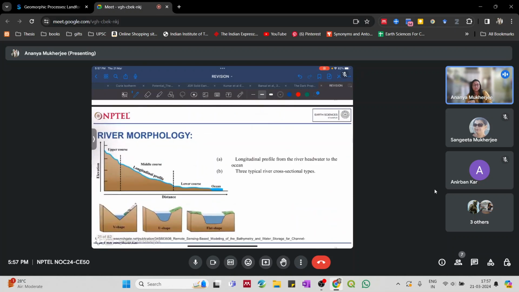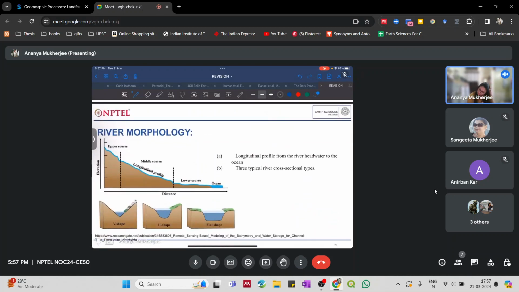So the first natural agent that we had studied was the river, the running water, and it was related to fluvial geomorphology. Okay, so fluvial geomorphology is the study of the processes which develop and change the landform and landscapes due to rivers or running water.